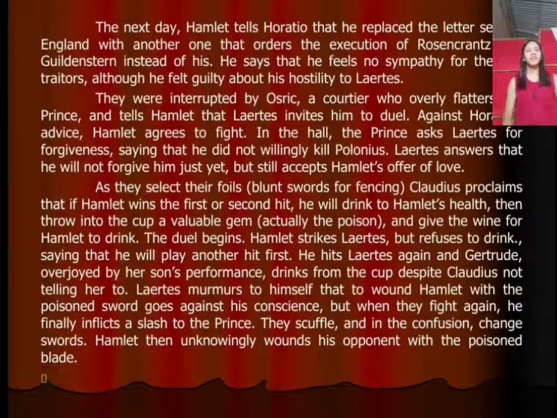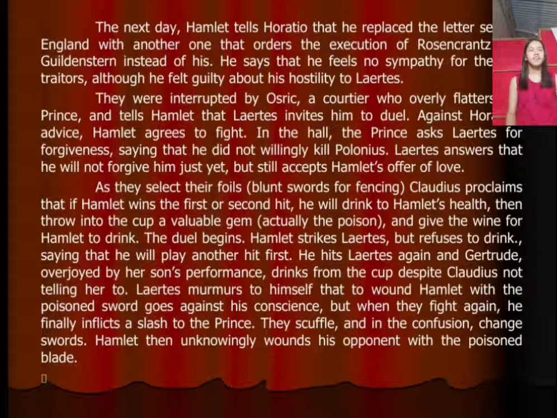The next day, Hamlet tells Horatio that he replaced the letter sent to England with another one that orders the execution of Rosencrantz and Guildenstern instead of his. He says that he feels no sympathy for the two traitors, although he felt guilty about his hostility for Laertes. They are interrupted by Osric, a courtier who overly flatters the prince and tells him that Laertes invites him to the duel. Against Horatio's advice, Hamlet agrees to fight.